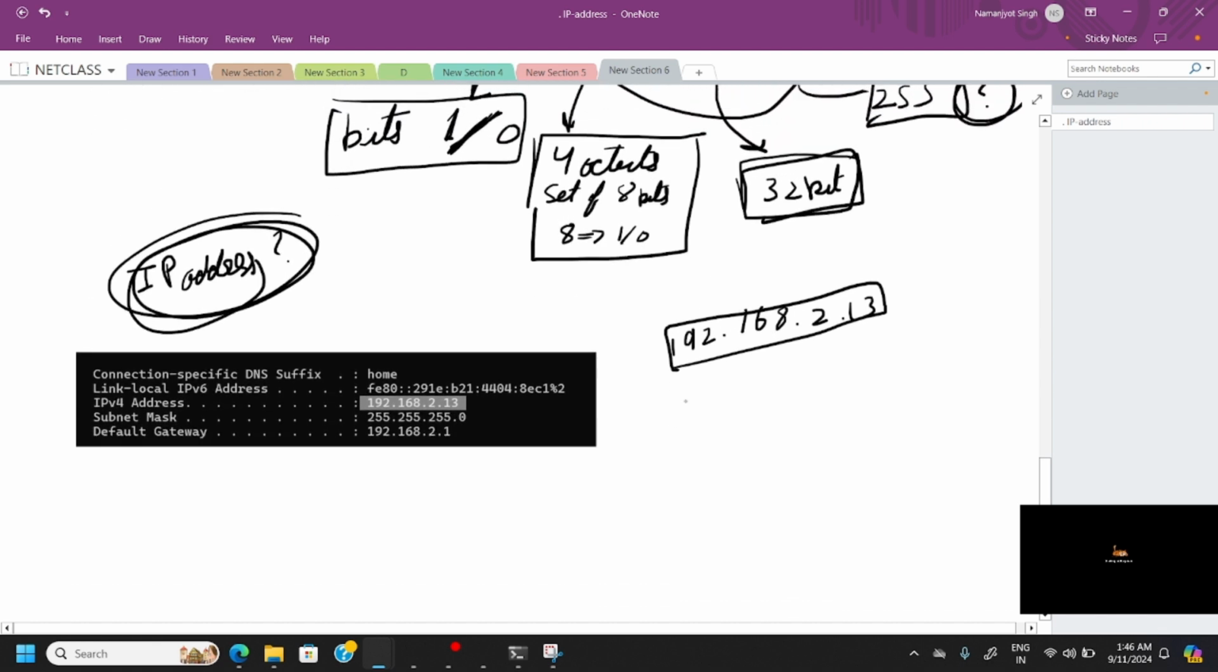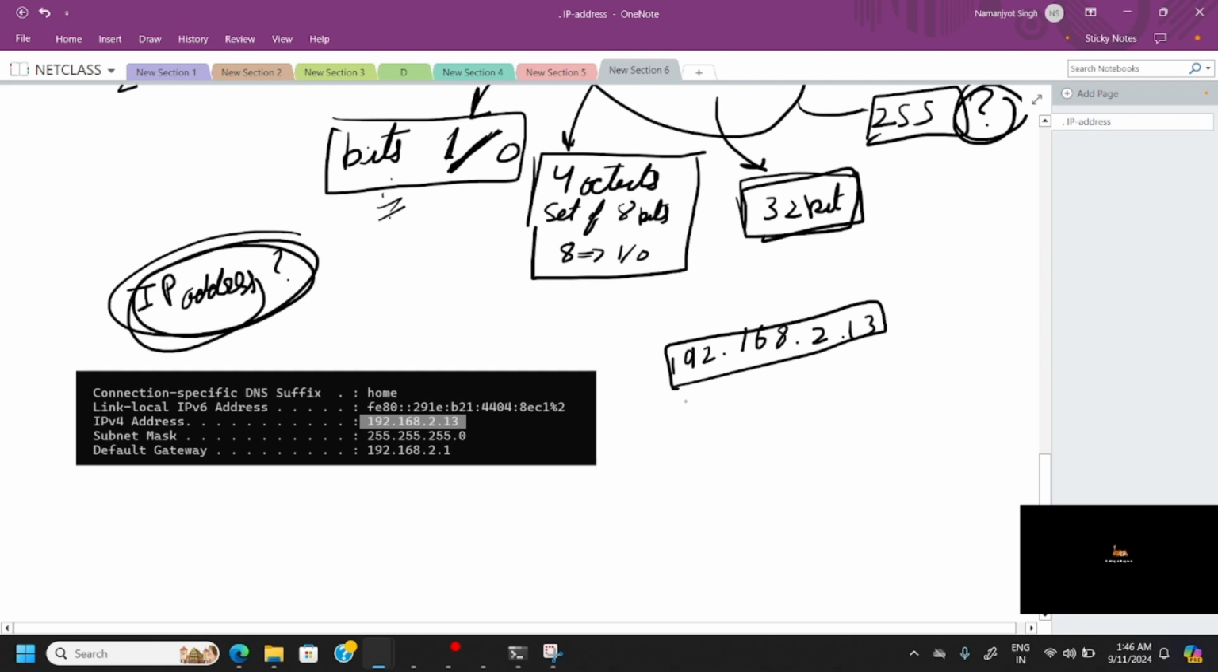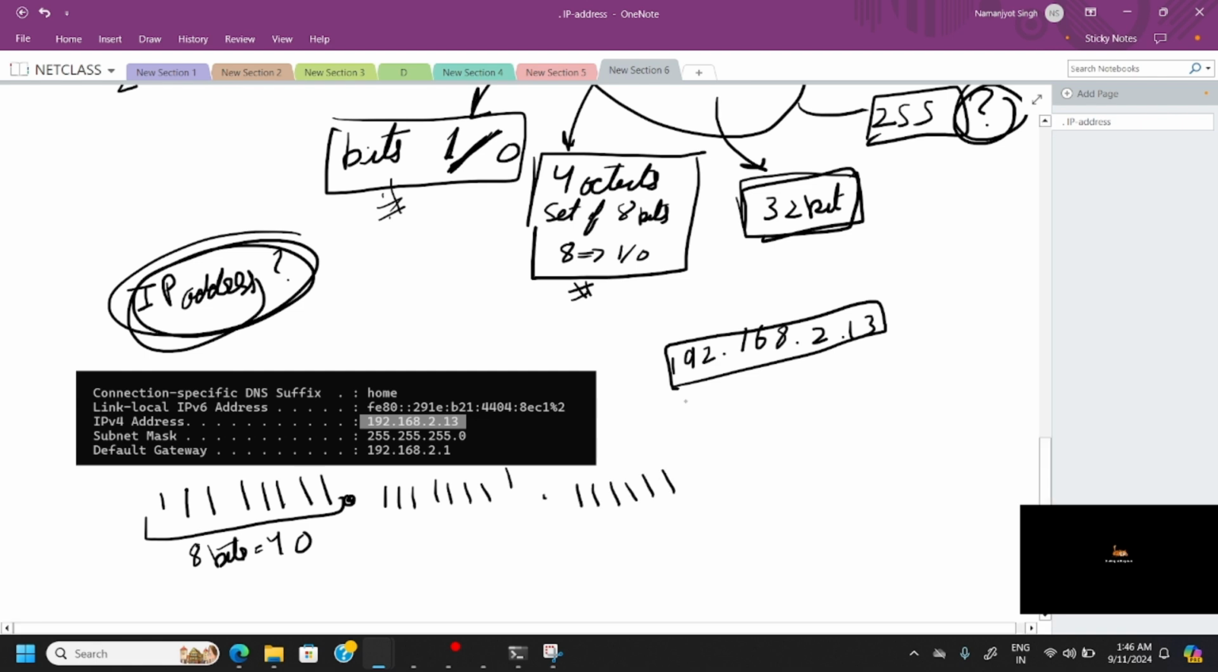As we know, it is all about ones and zeros: 4 octets, meaning ones and zeros of 4 octets. Let's talk about one octet first: 1, 2, 3, 4, 5, 6, 7, 8. So this is one octet, 8 bits. Then 1 to 8, another octet. 1 to 8, another octet. And 1 to 8, another octet.